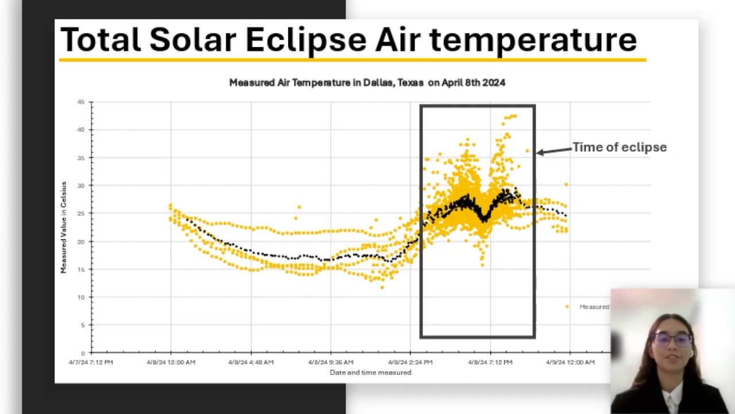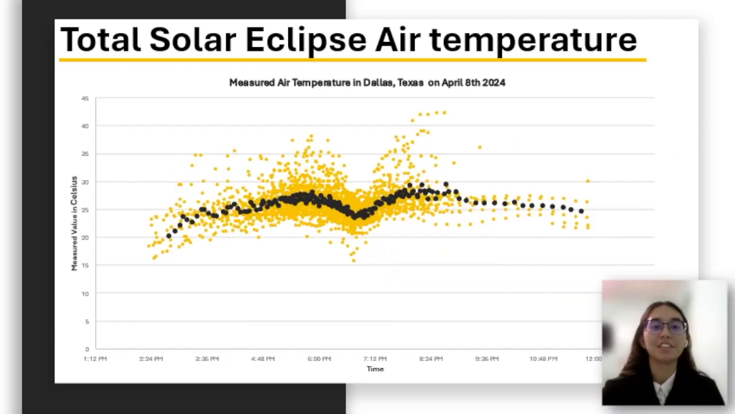The graph above shows the data collected from the day of the eclipse. The black box highlights the general time of the eclipse, and that's why there's such a dramatic drop in the data. This graph is a zoomed-in version of the black area highlighted previously. The black line on the graph shows the average of the data. We noticed that there was a 4 degrees Celsius drop in the temperature.